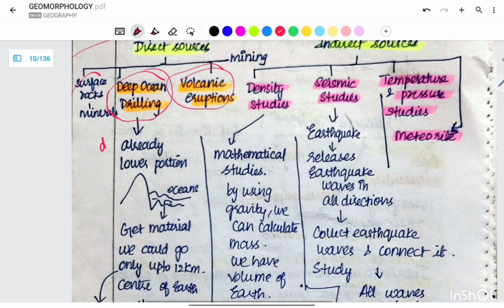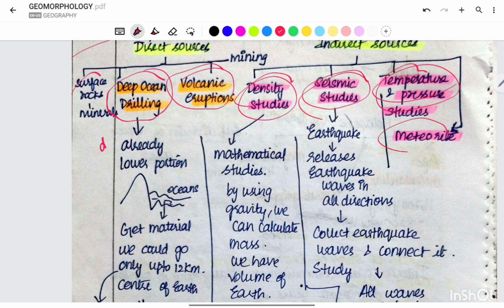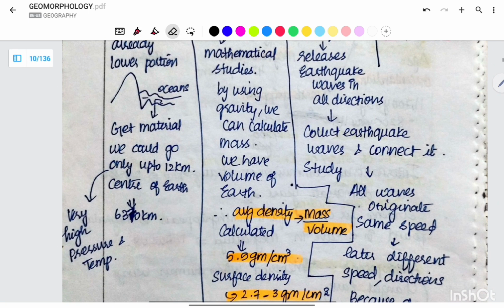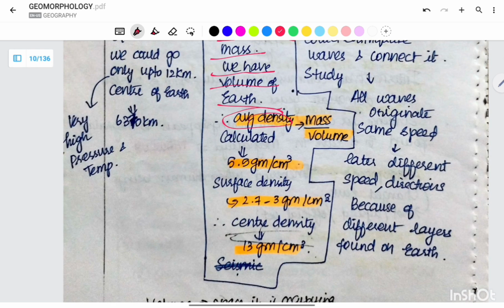Now, indirect studies are density studies, temperature and pressure studies, seismic studies, and meteorite studies. Direct studies are surface rocks, volcanic eruptions, and deep ocean drilling. In density studies, which are mathematical, by using gravity we can calculate the mass, and we have the volume of the earth. Density is equal to mass by volume.